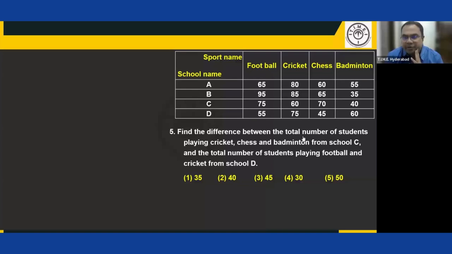Difference between total number of students playing cricket, chess, badminton from school C. These three values: 60, 70, 40. And total number of students playing football and cricket from school D. Now, don't add. You might have added. Don't add 55 plus 75, 60 plus 7. Numbers are easy. 130 plus 40, 170. Shravani, correct answer. 170 minus 130 is 40. Correct answer. Instead of doing this, what I do is I want the difference between these two.